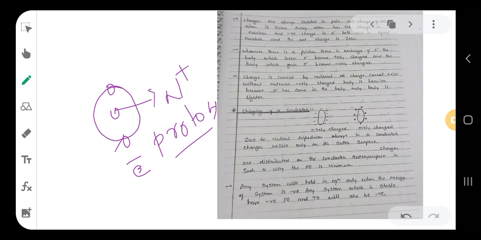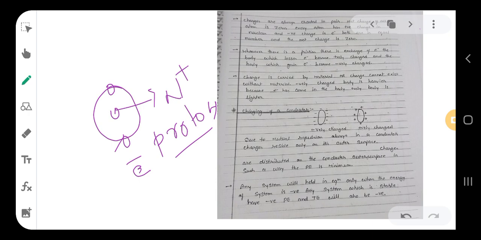The next point we will see: whenever there is friction, there is an exchange of electrons between the bodies. The body which loses electrons will be positively charged, and the body which gains electrons becomes negatively charged. Therefore, charge is carried by material; charge cannot exist without the material. When there is friction, only then will there be transfer of charge from one body to another body.